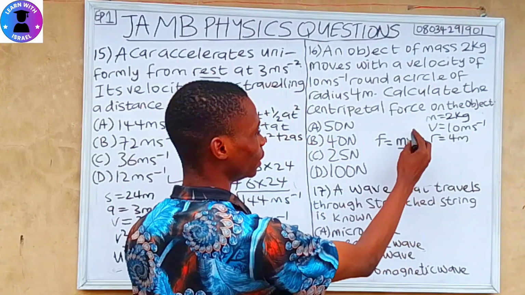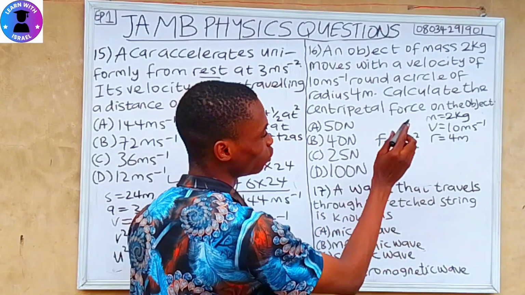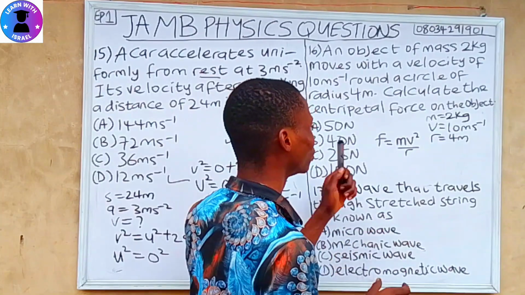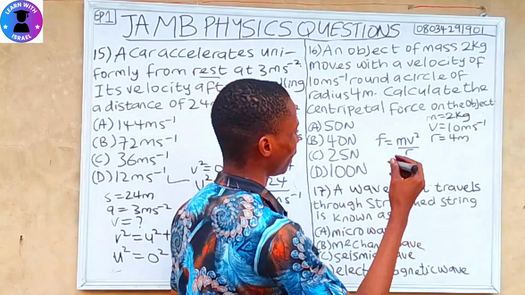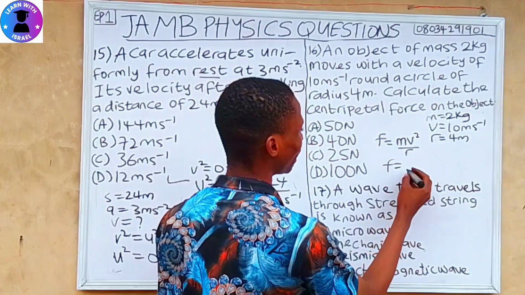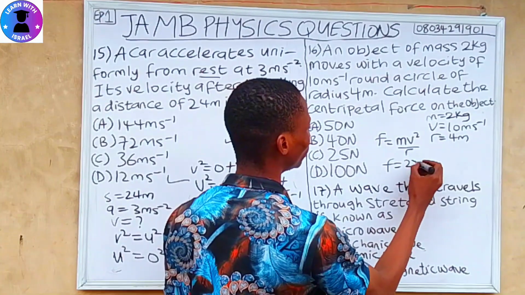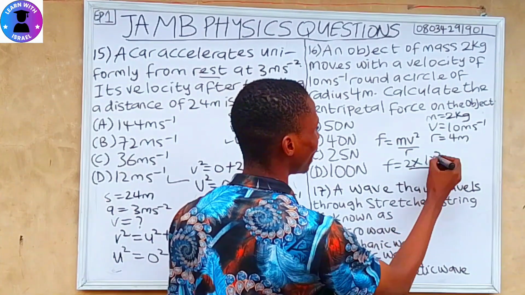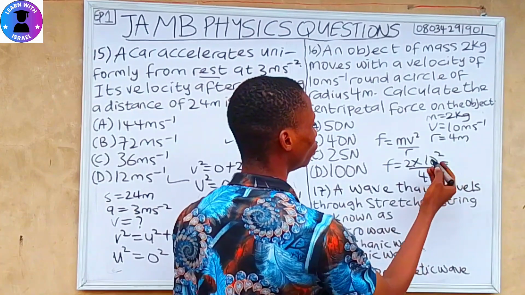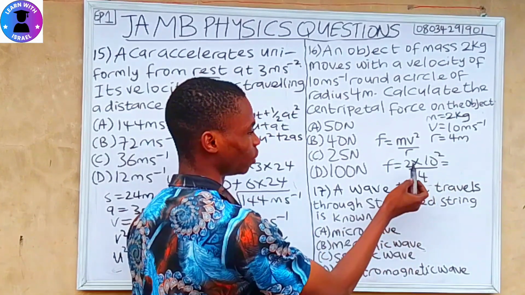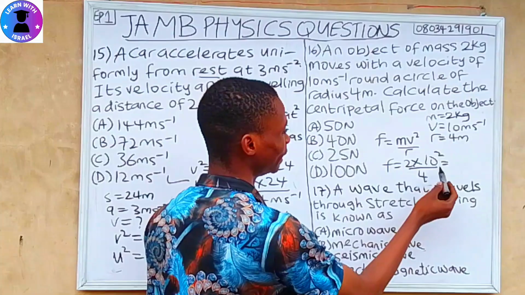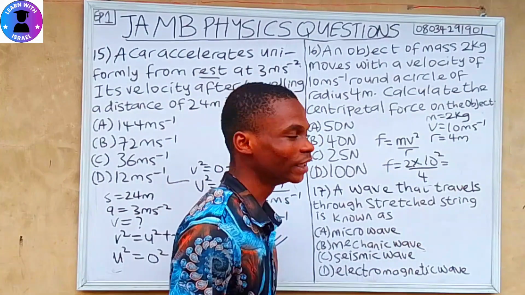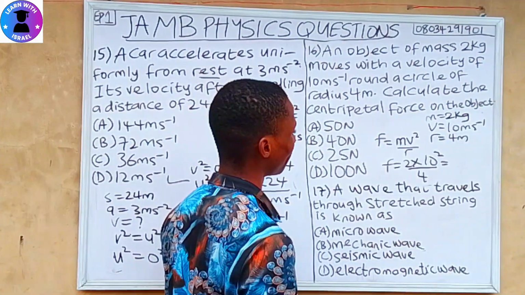Don't forget to square the velocity. If you leave out the square, there's no way you get the correct answer. So our centripetal force is, our mass is 2 multiplied by our velocity, which is 10 squared, divided by our r, which is 4.